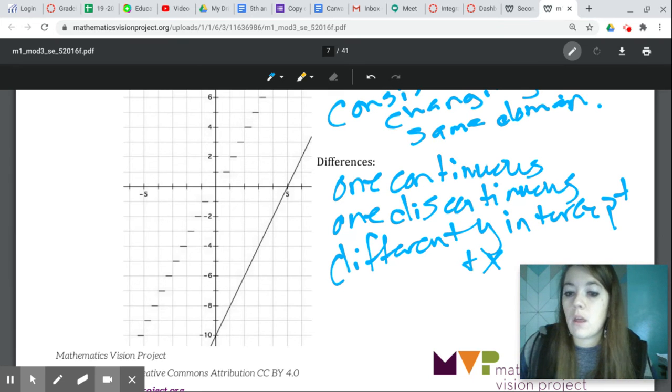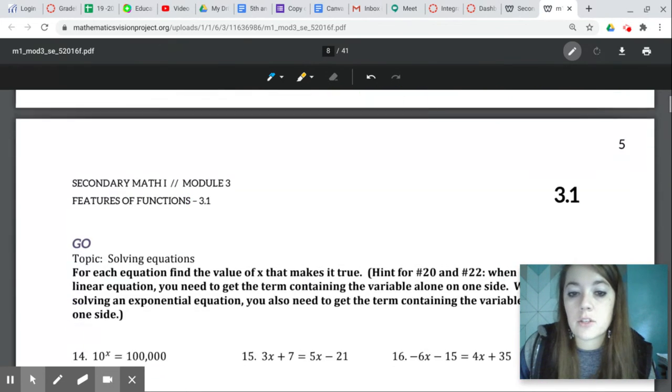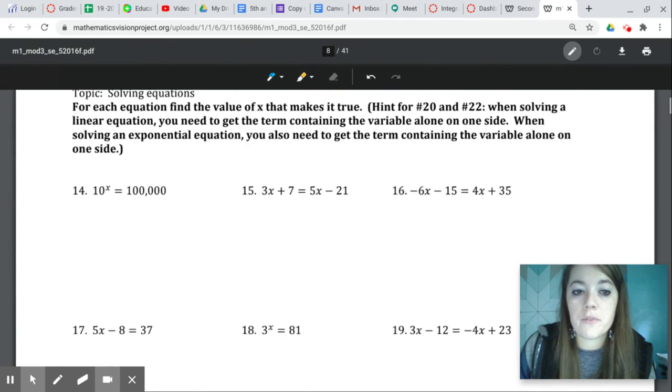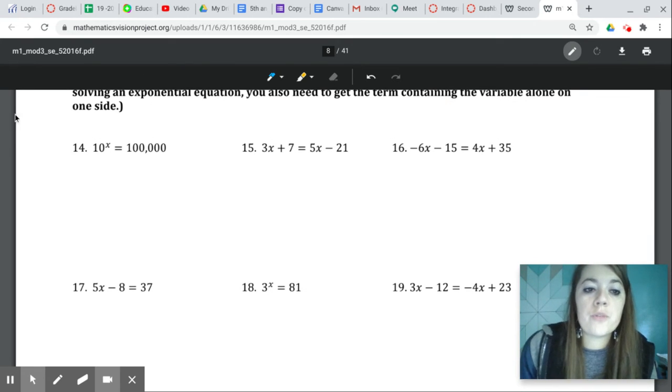All right, and the last section is solving equations. So for each equation, find the value of x that makes it true. Hint for 20 and 22, when solving linear equations, you need to get the term containing the variable alone on one side. When solving an exponential equation, you also need to get the term containing the variable alone on one side. All right. So for the first one, we have 10 to the x equals 100,000.